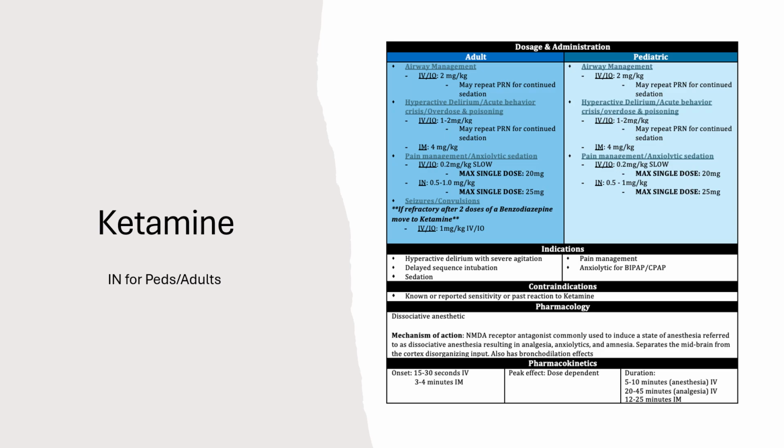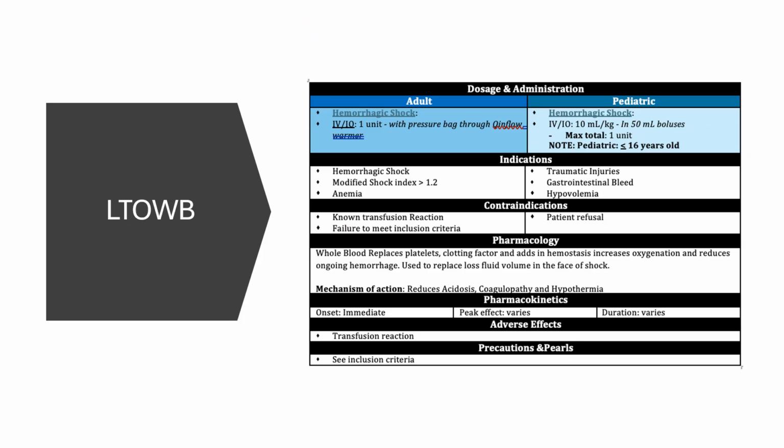Next slide. All right, blood. Peds is less than 16 for blood, okay? There's one other drug where it's less than 16. Which one is that? That we don't give. Droperidol, right?